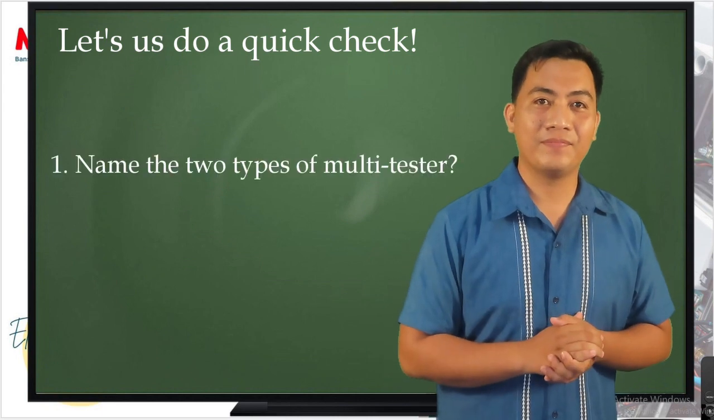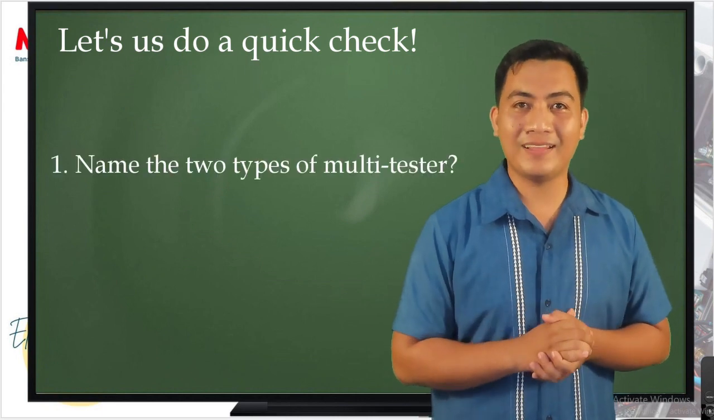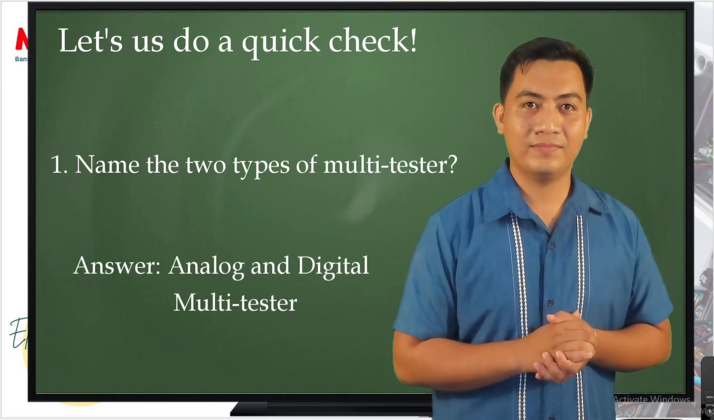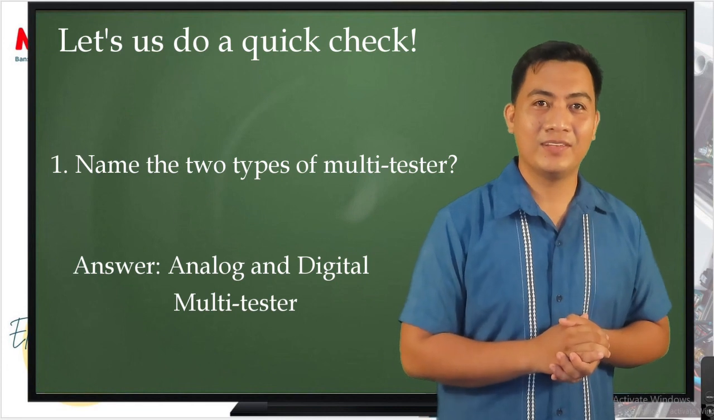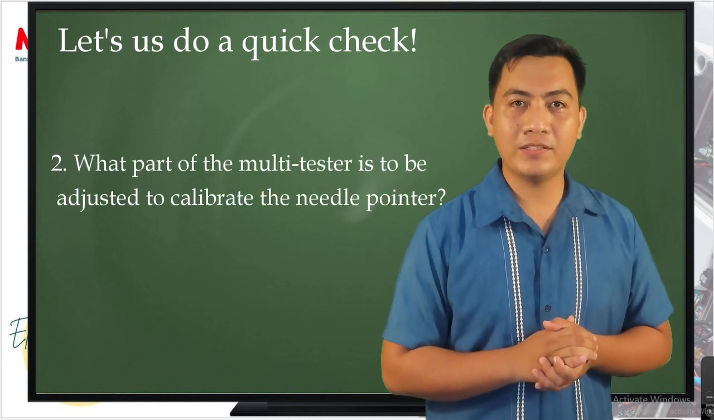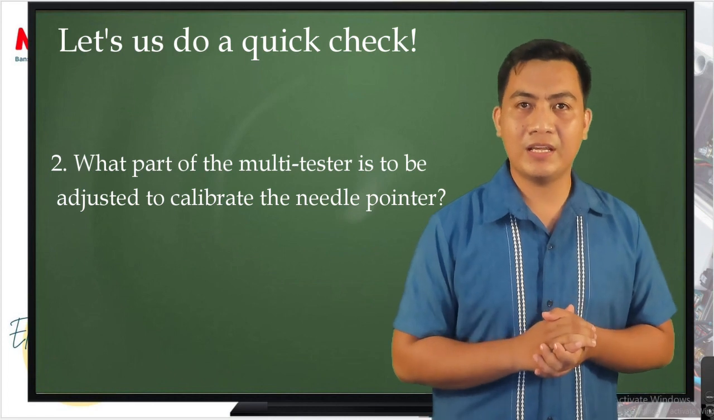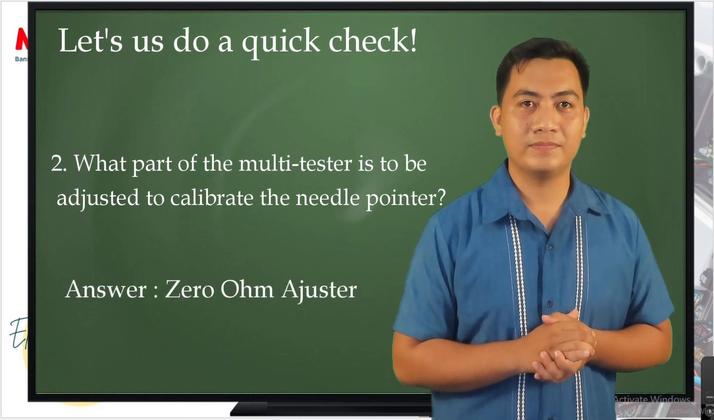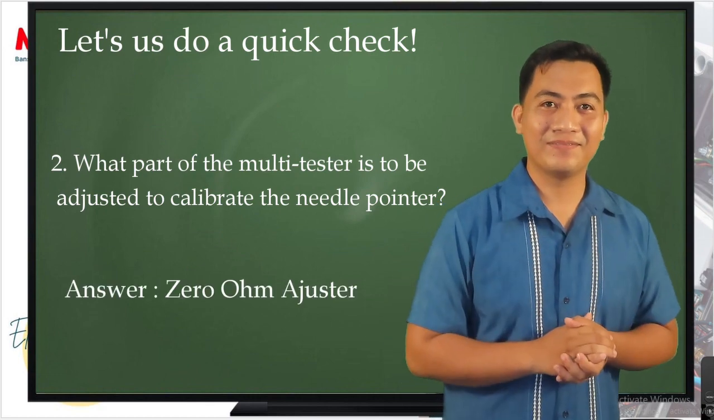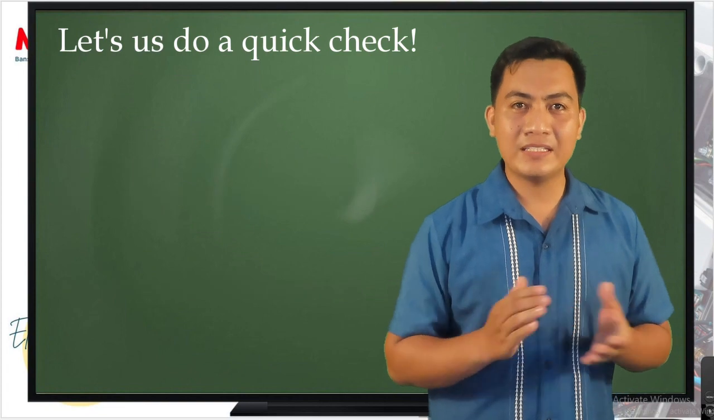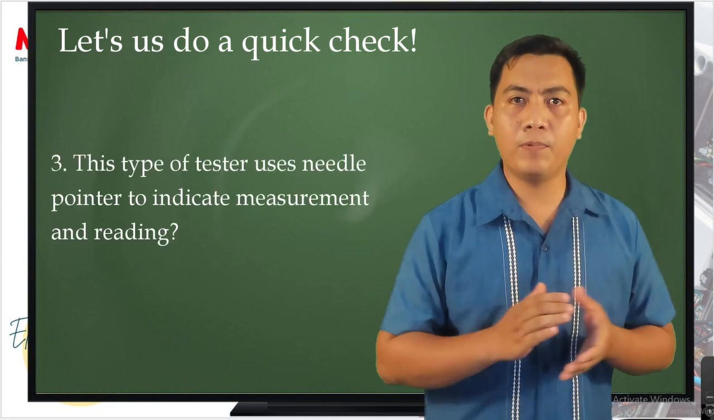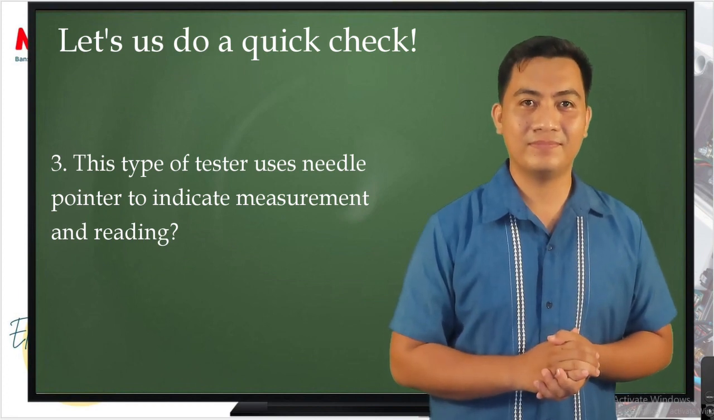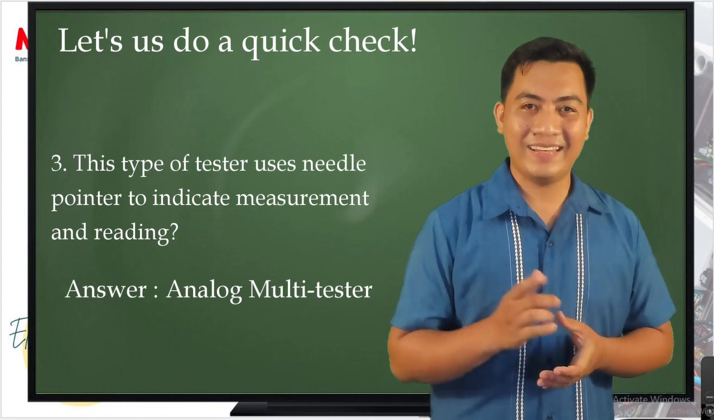Question number 1. Name the two types of multitester. That's correct. Question number 2. What part of the multitester is adjusted to calibrate the needle pointer? Very good. Question number 3. This type of tester uses a needle pointer to indicate measurement and reading. Yes, that's right.